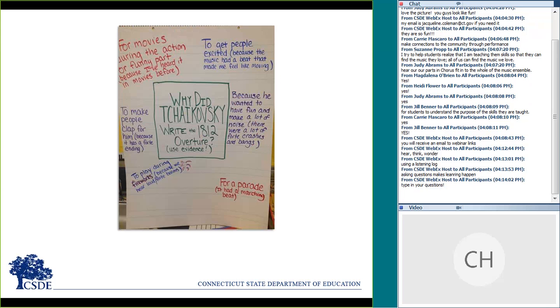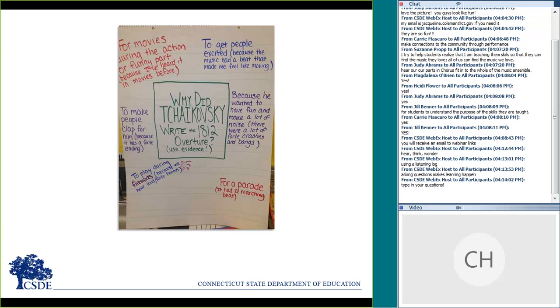After completing our Hear, Think, Wonder sheets individually and sharing our hears and thinks with our classmates, we piece everything together as a group to try to identify the composer's purpose or his or her intent. As you can see, using clues from the music and considering what story or feeling the composer was trying to communicate, my first graders were able to come up with these awesome and informed ideas.